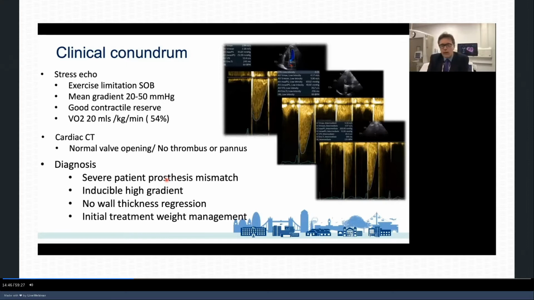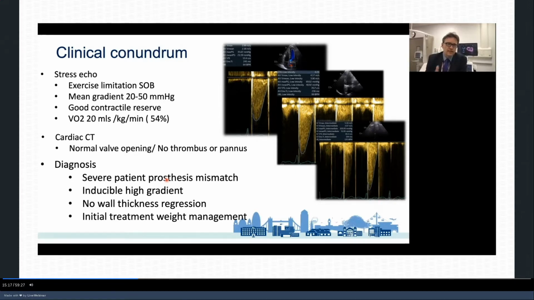Now, because all of this sits in a borderline zone, we undertook exercise evaluation, and this demonstrated that his exercise ability was significantly limited by breathlessness, and the mean gradient shot up from 20 to 50 millimeters of mercury, indicating the valve is really quite obstructive. His left ventricular reserve was good, but his VO2, which we do at the same time, was only 54% of predicted, suggesting that he has a very real and objective exercise deficit.